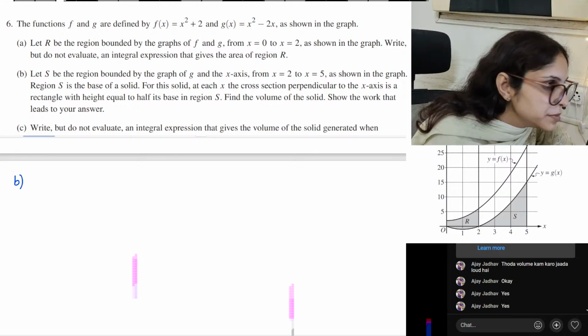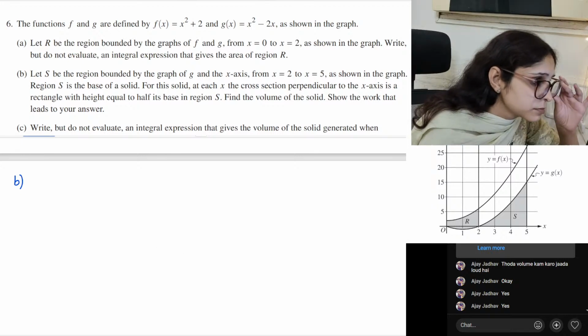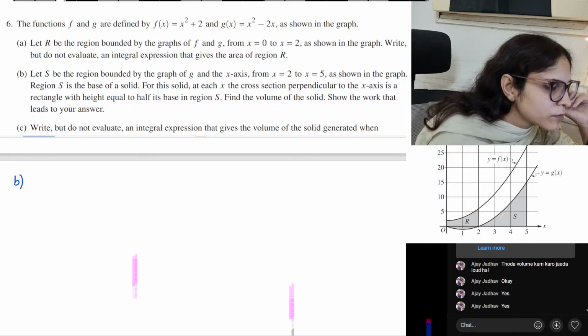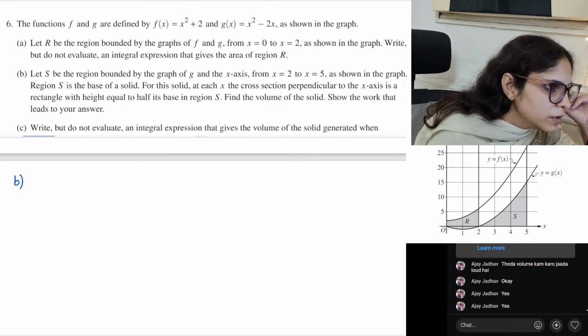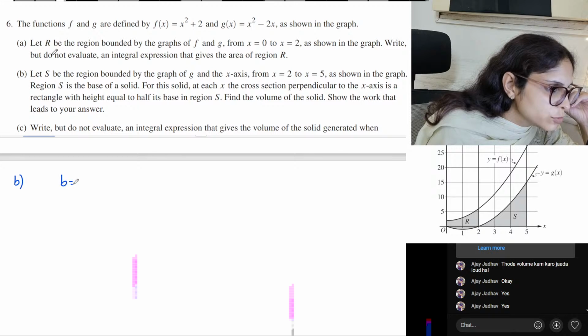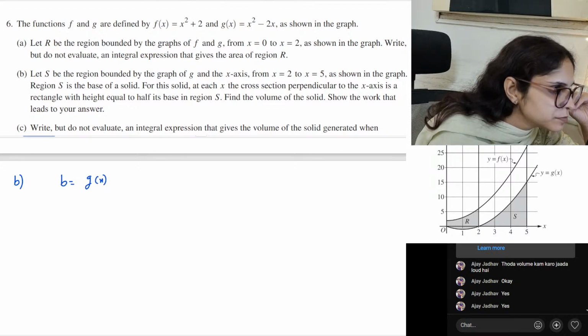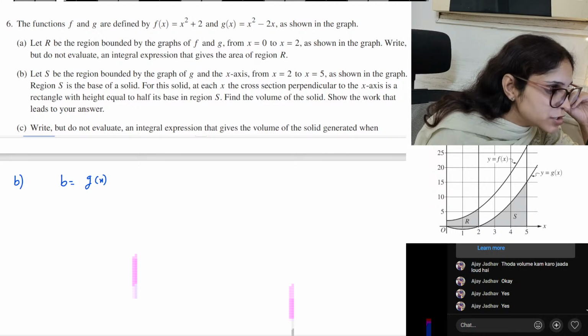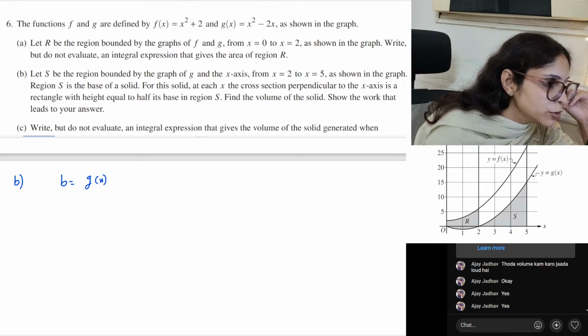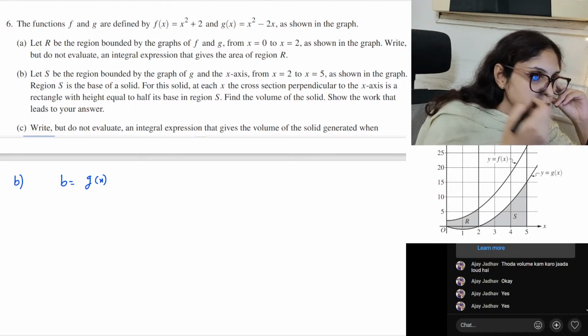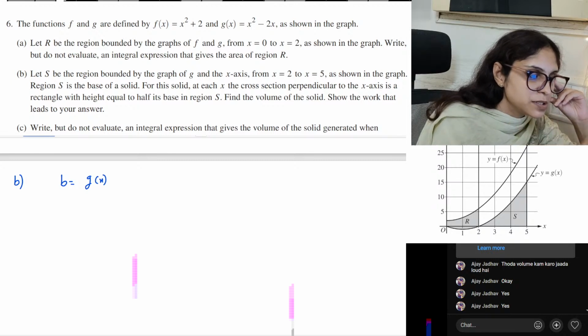So now in part B, region S is the base of the solid. That means the base is going to be g of x. For the solid, at each x, the cross section is perpendicular to the x-axis. So it is perpendicular to the x-axis, which means it is in that direction.